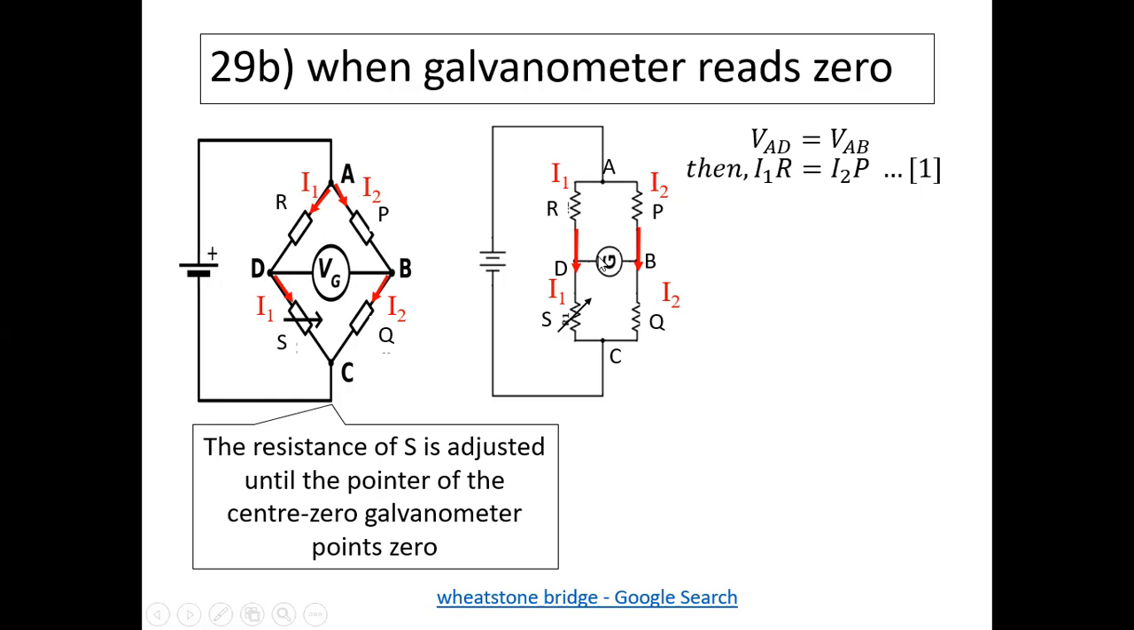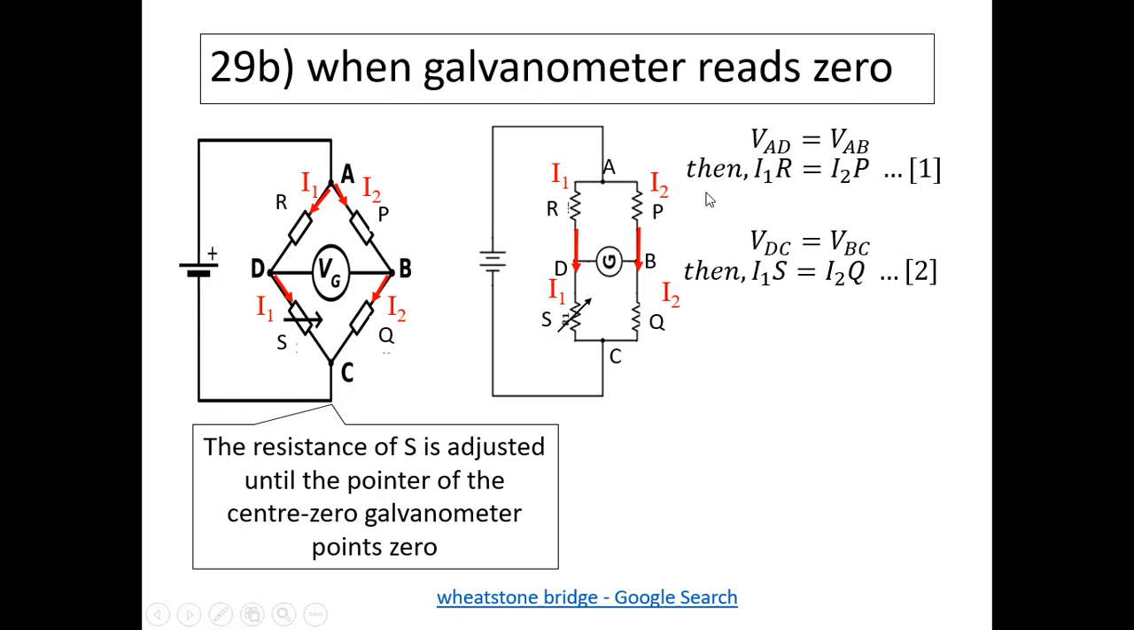No current flows through that. So that's why the potential is the same. We say that D and B are at the same potential because no current flows through that. Across R and across P, that's what this is saying. And the same thing, the potential across this one is the same as the potential across this one.